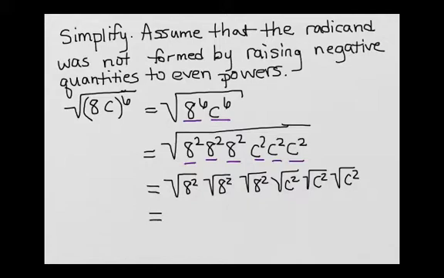Now the square root of 8 squared, that's asking us for the number that we need to multiply by itself in order to get 8 squared. And that's 8, because if we multiply 8 by 8, we'll get 8 squared. And so each one of those first 3 radicals is equal to 8. And the same is true with the square root of c squared. It's asking us for the expression that we can multiply by itself in order to get c squared. And that's c, because c times c will give us c squared. So we get 8 times 8 times 8 times c times c times c, and this gives us 8 cubed times c cubed.